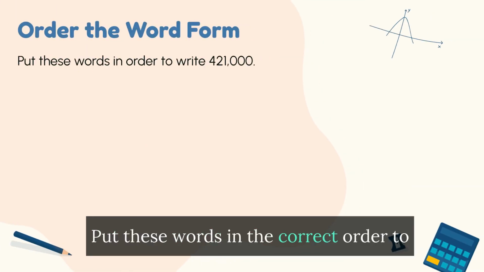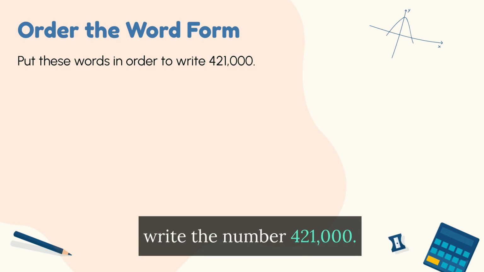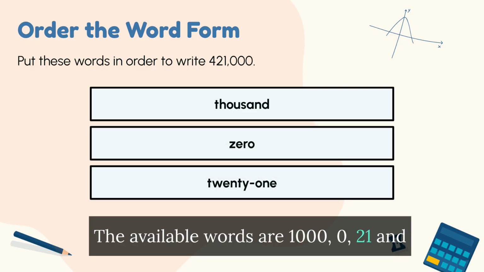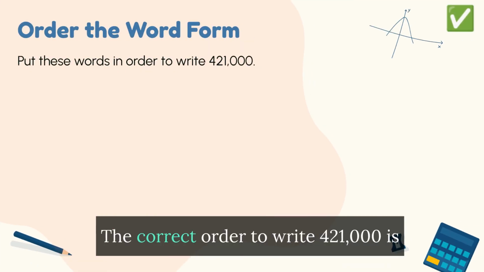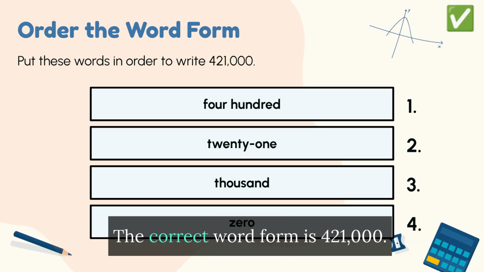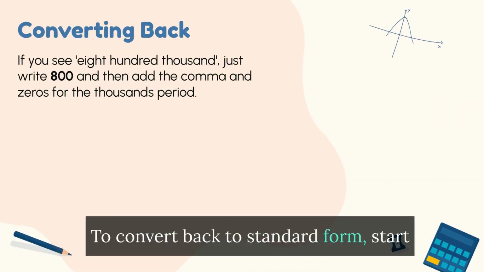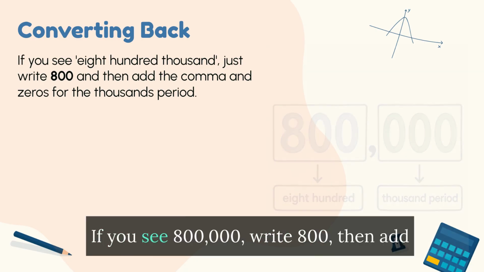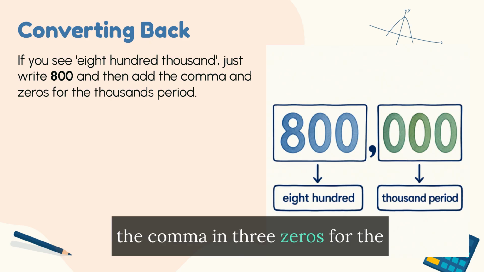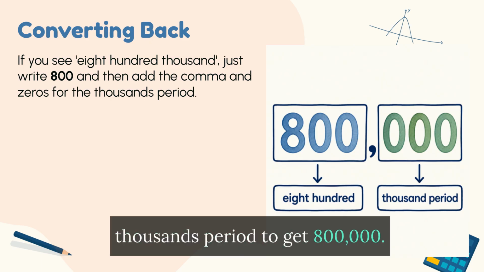Put these words in the correct order to write the number 421,000. The available words are thousand, zero, twenty-one, and four hundred. The correct order to write 421,000 is four hundred twenty-one thousand. To convert back to standard form, start with the words. If you see eight hundred thousand, write 800, then add the comma and 3 zeros for the thousands period to get 800,000.